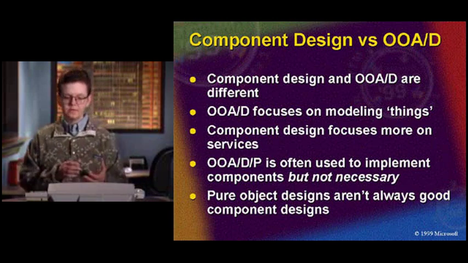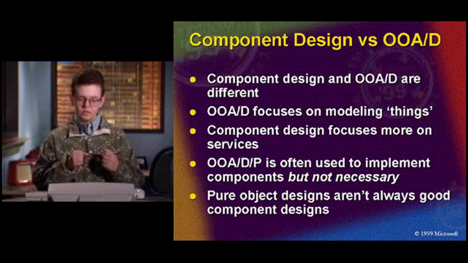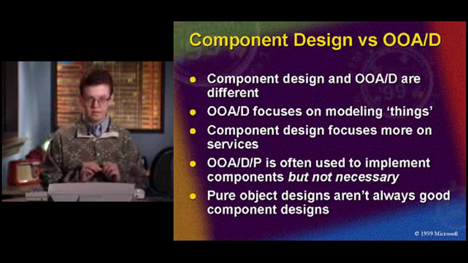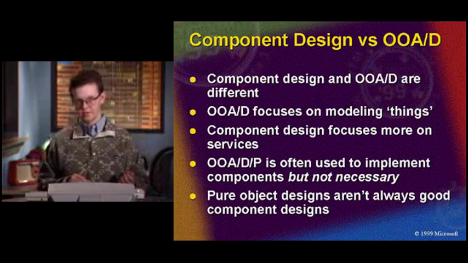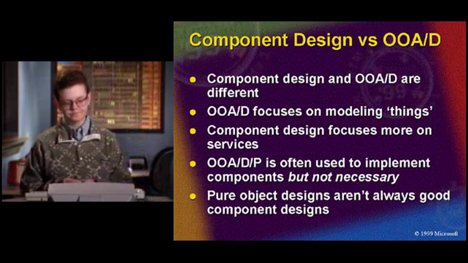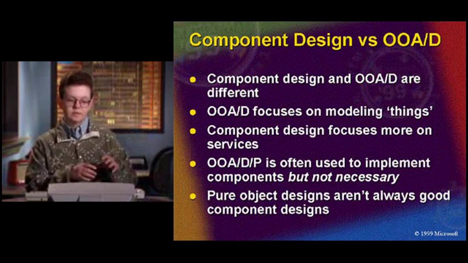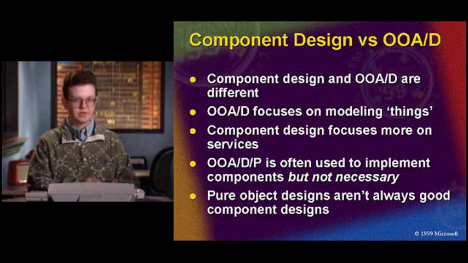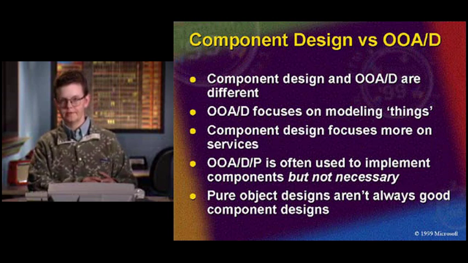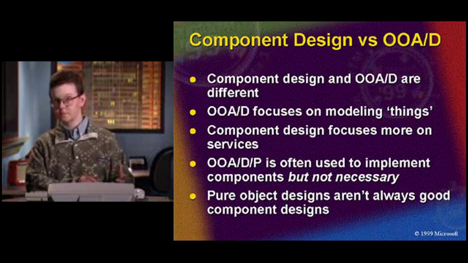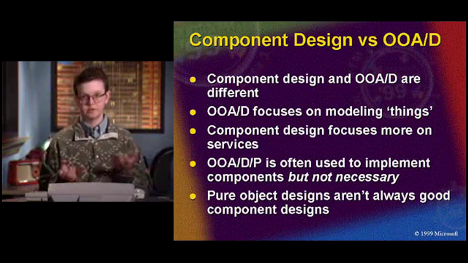I guess the main thing that I want to point out is that you shouldn't always try to get the ultimate pure object-based model, because you're going to have to change it when you go to figuring out how to build your COM components. And while you often use object-oriented techniques to implement components, it's not necessary. You can build them with a pure procedural language. You could build them with assembly language if you really wanted to. It would just take a lot longer.